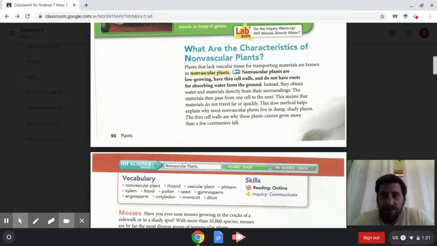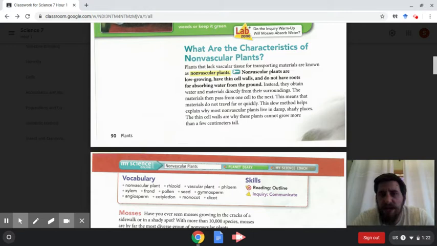Non-vascular plants, now here are the main characteristics, are low growing. They have thin cell walls, so they still have cell walls, but they're very thin, and they do not have roots for absorbing water from the ground. So they do not grow on the ground, and they do not have roots to grow on the ground. Instead, they obtain water and nutrients directly from their surroundings. Very similar to how fungus feed, kind of absorbing through the air or their surroundings into their cells.